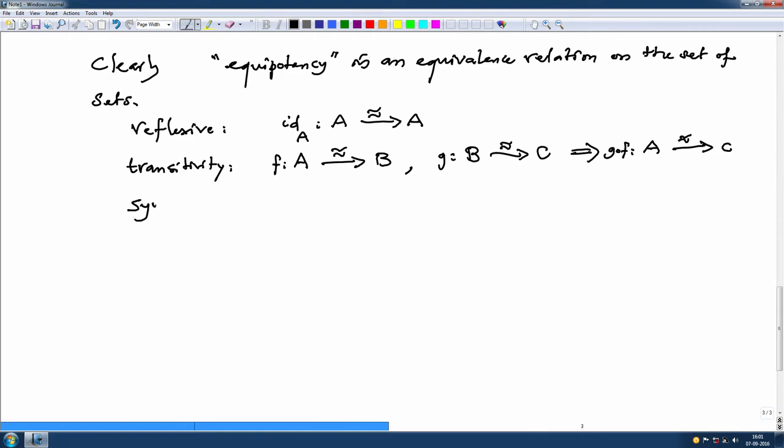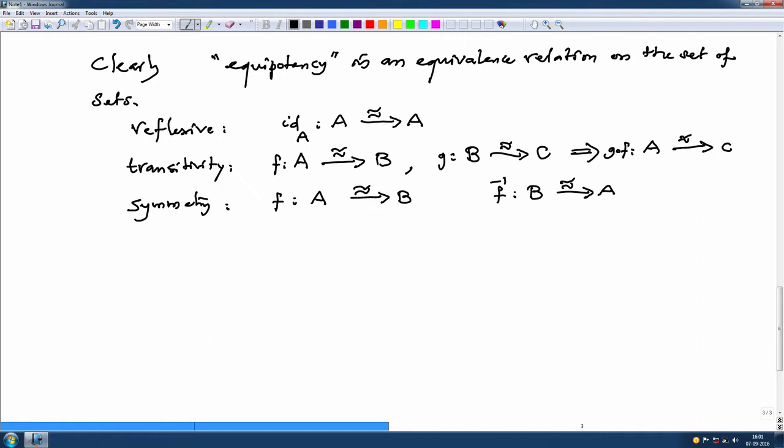Symmetry: if A is equipotent to B, that means there is a bijective map F from A to B, then F inverse exists and it is a bijective map from B to A. So, that means it is symmetric. So, this equipotency is an equivalence relation on the set of sets.